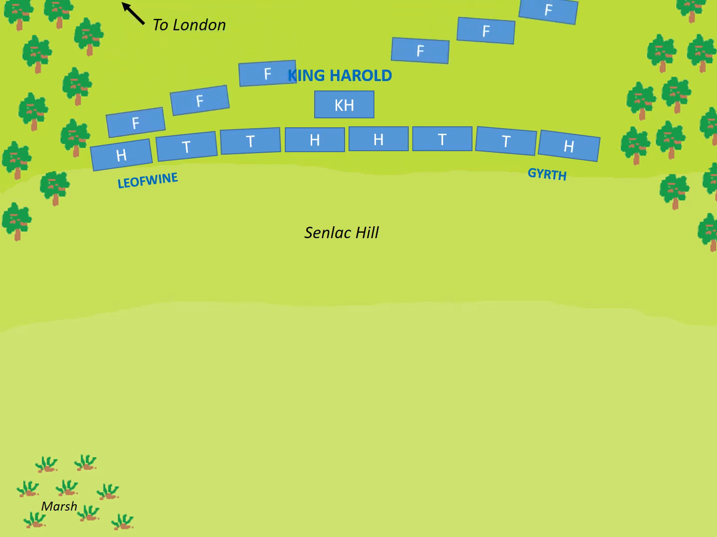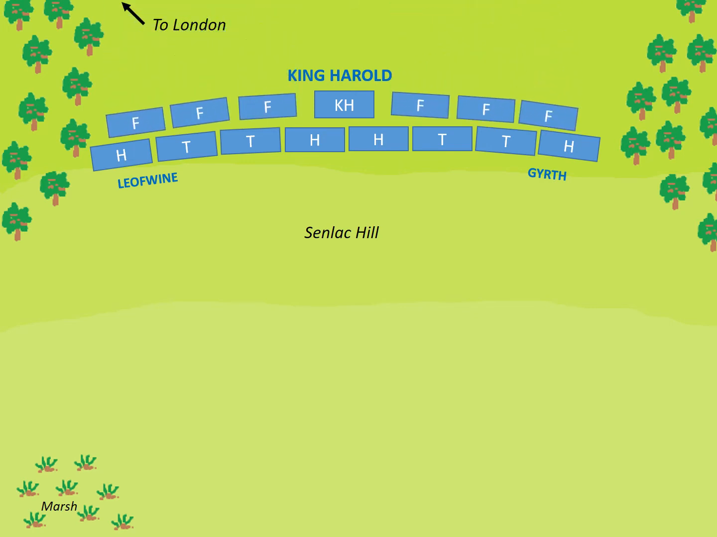Making up the second line were the fyrd. Less well-trained, less well-equipped, and less experienced soldiers, who nevertheless could fill any gaps that formed in the shield wall and help support the thanes and housecarls at the front. So Harold's strategy was simple. Stand at the top of a hill, stay in formation, and invite the Normans to try and punch through them.